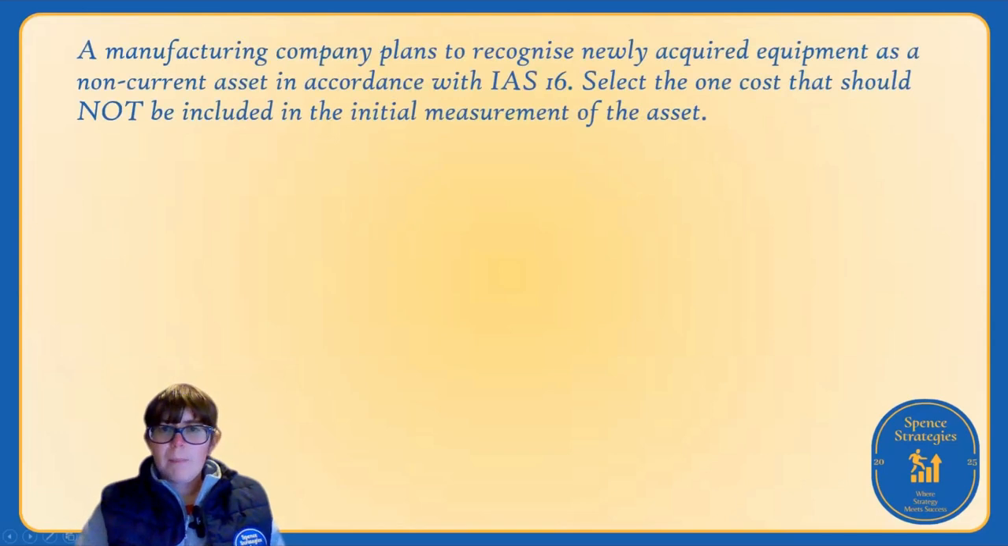IAS 16 then, property, plant and equipment. How do we measure it initially at cost? So the question that we are given here is, a manufacturing company plans to recognise newly acquired equipment as a non-current asset in accordance with IAS 16 PPE, and you're asked to select the one cost that should not be included in the initial assessment of the asset.